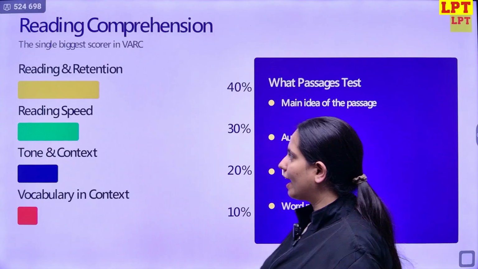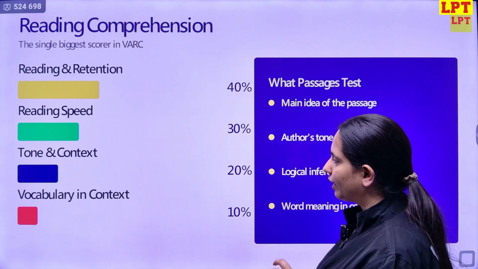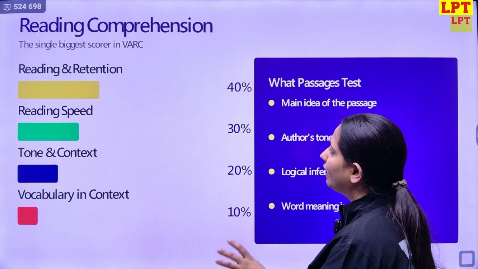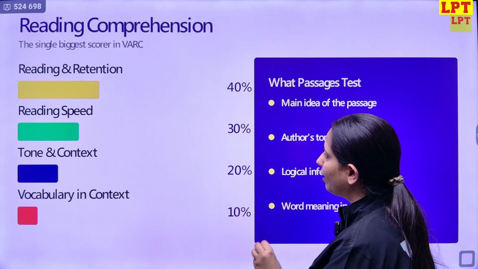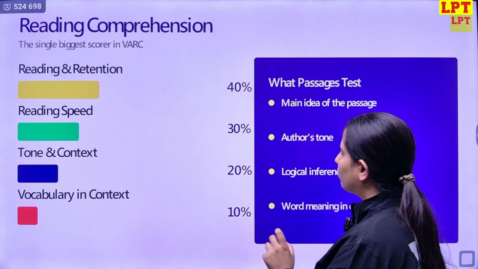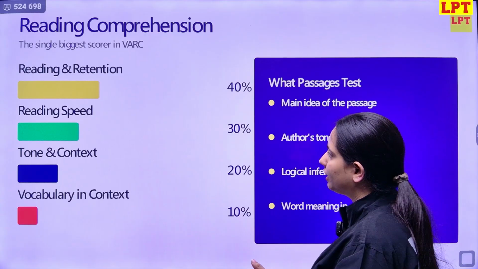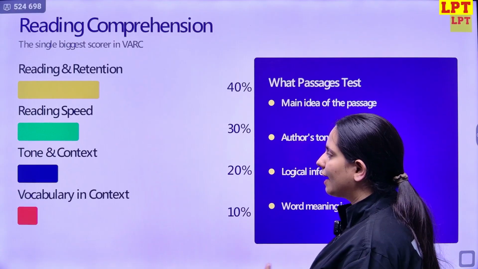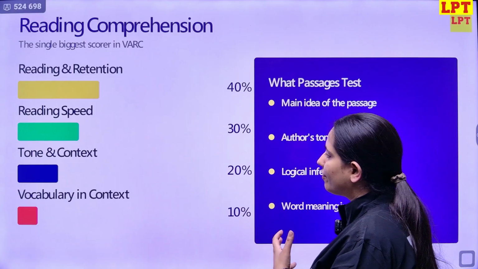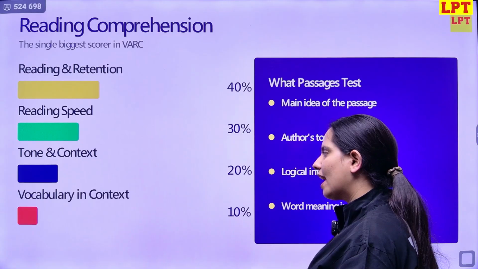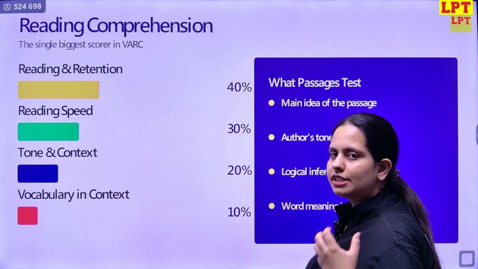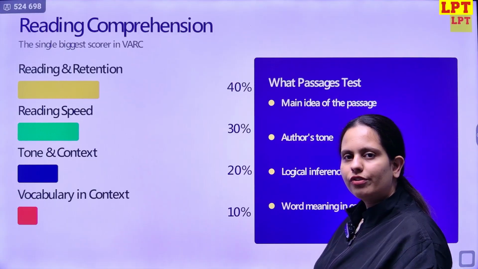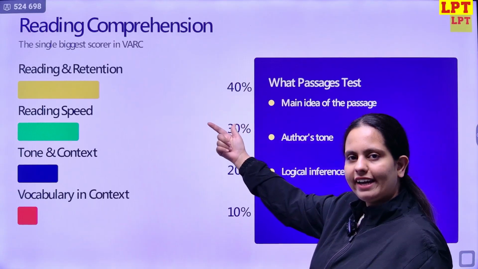Next, we have the things that you're going to come across in reading comprehension. Here the reading and retention part constitutes 40% of the passage. Here 30% of your accuracy would be analyzed by your reading speed. The understanding of tone and context carries a weightage of 20%, and then we have vocabulary in context. So that means if you want to excel at reading comprehension, you would have to give priority to reading and retention.